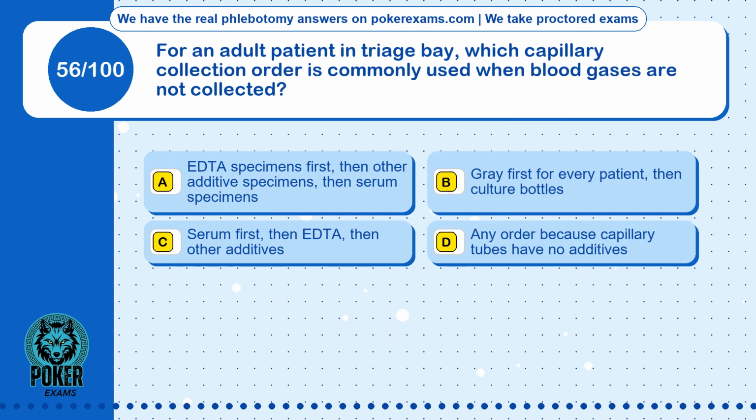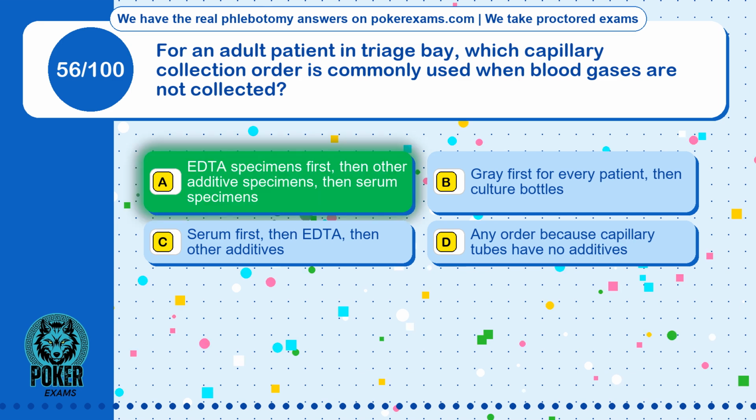Question 56. For an adult patient in triage bay, which capillary collection order is commonly used when blood gases are not collected? Option A. EDTA specimens first, then other additive specimens, then serum specimens. Option B. Gray first for every patient, then culture bottles. Option C. Serum first, then EDTA, then other additives. Option D. Any order because capillary tubes have no additives.